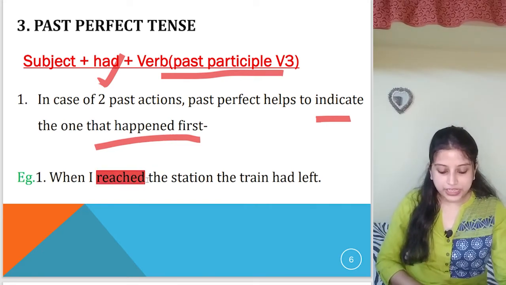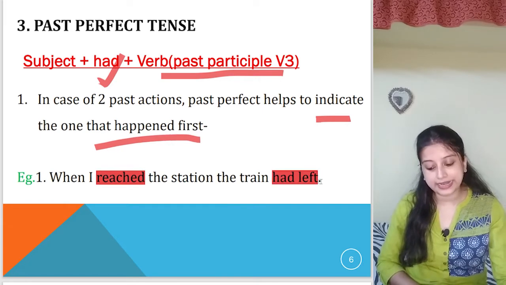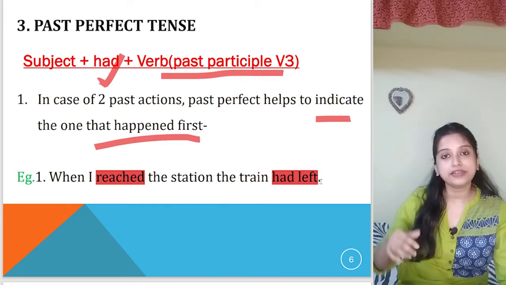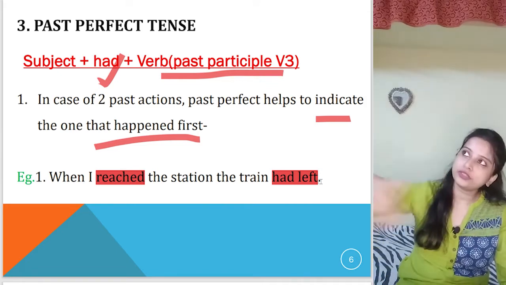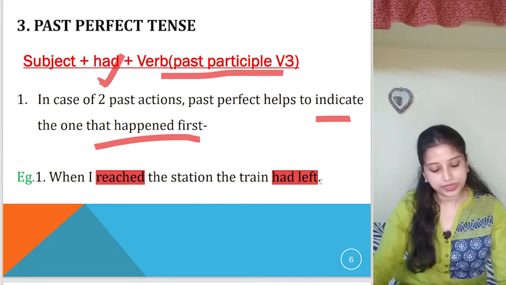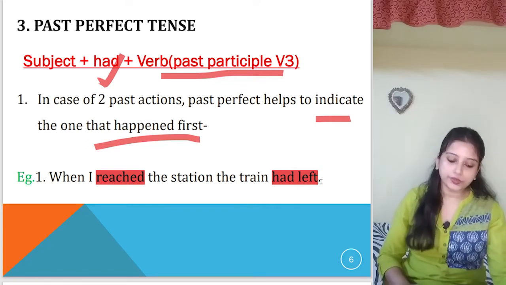So when I reached the station, the train had left. So which work happened first? First my train left, then I reached the station. When I came, I saw the train had already gone. Okay. I hope past perfect tense is also crystal clear.